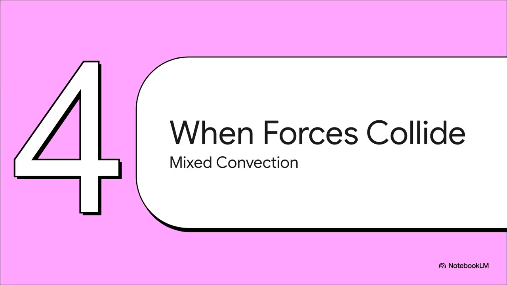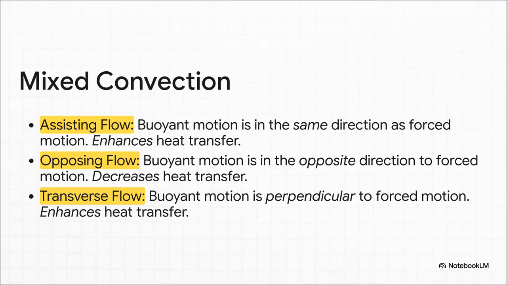So far, we've just been talking about natural convection happening all on its own. But what happens when you throw a fan into the mix, when you start forcing the air to move? Well, that's called mixed convection, and it turns out that two forces can work together or against each other. If your fan helps the natural flow, say by blowing air upwards past a hot surface, that's called assisting flow, and it makes cooling even better.